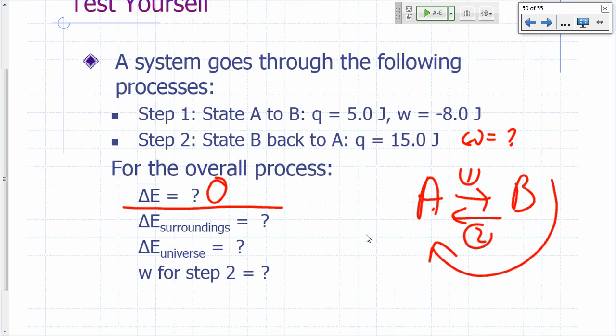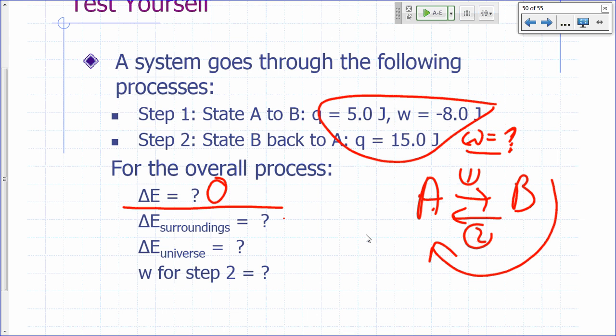A lot of students get tricked by this type of question because they just remember delta E is Q plus W, so they see a bunch of Q's and W's, they just add them up. Okay, you have to realize if you're doing a cyclic process, delta E is 0. So in fact, if you add all of these Q's and W's, they're not going to add up to 0. That means there must be missing information here.